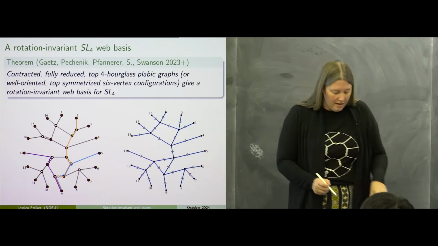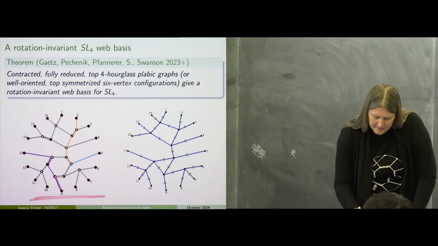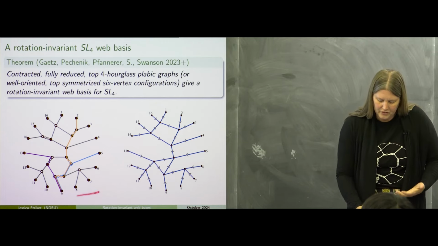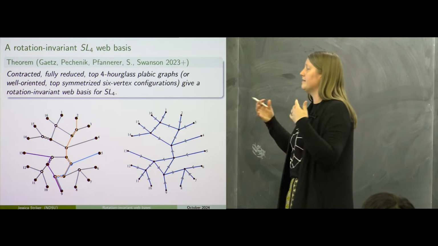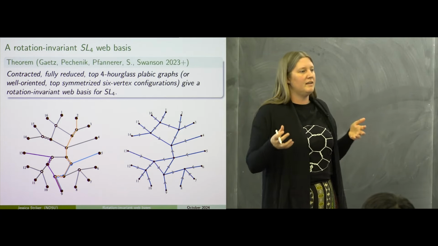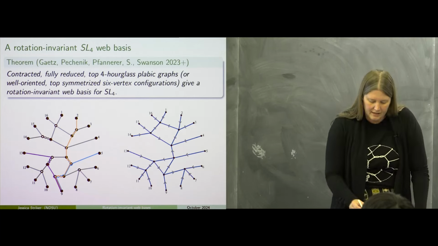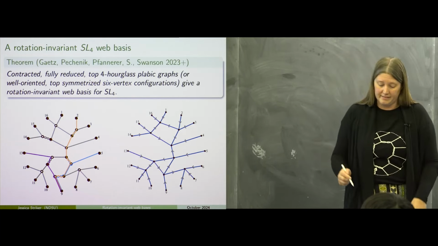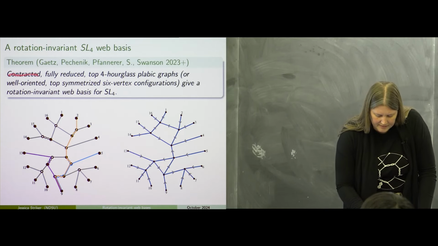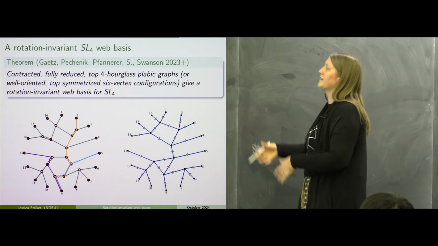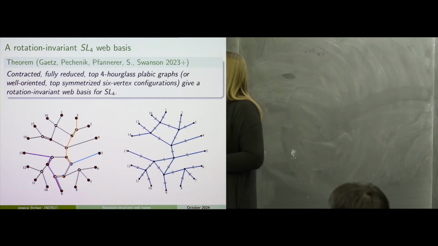Okay, so these are our graphs. These are 4 hourglass plabic graphs, and they have all these adjectives in front of them. So we wanted to be able to say, each of these graphs represents some sort of element of some algebraic space, and we wanted to know which elements give us a basis for that space. So we had to figure out what are all the properties of such a graph that tell us it's really a basis element. And so I'll tell you what all of these things mean shortly: contracted, fully reduced, top. But those are all the adjectives that go along with the kind of hourglass plabic graphs we want.